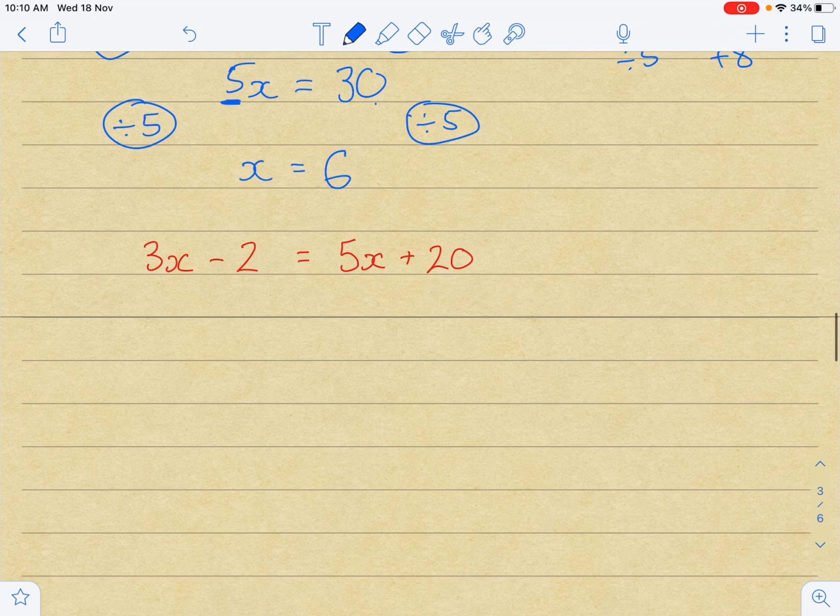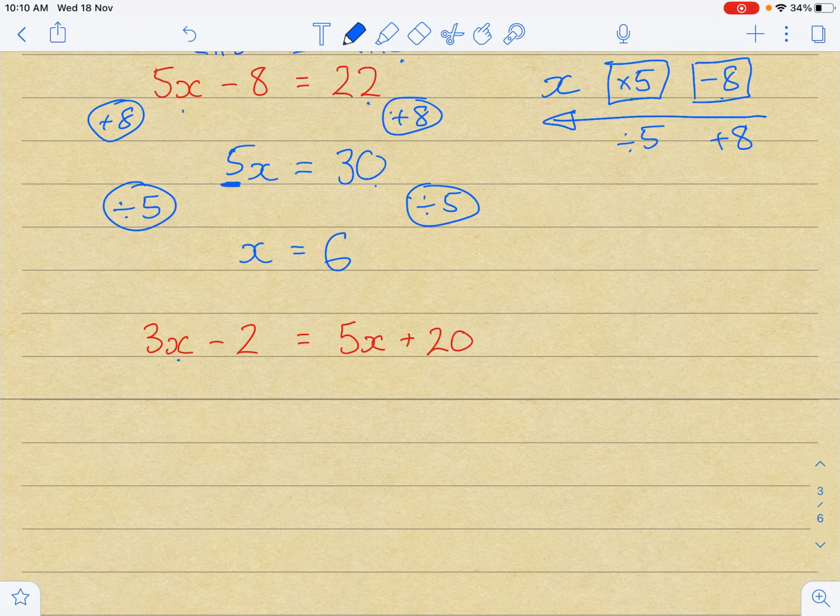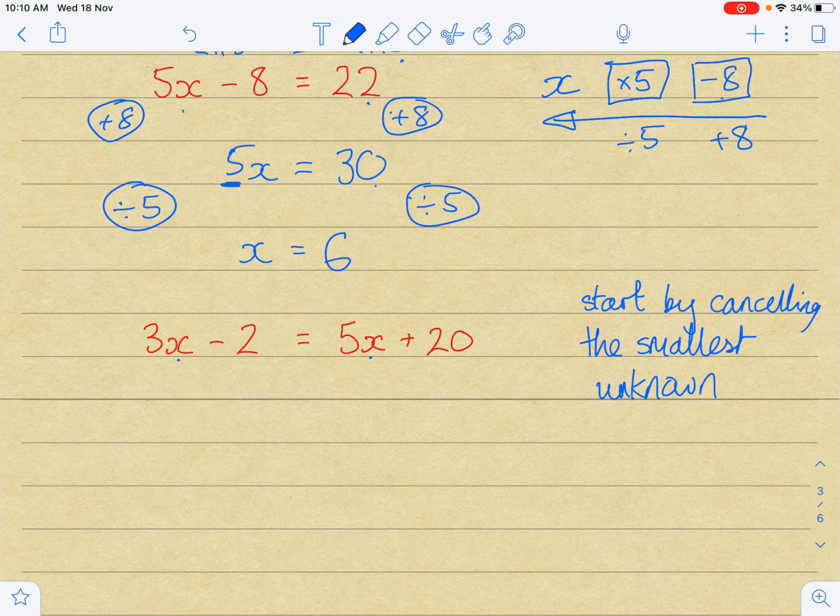On to one where we've got unknowns on both sides. So we've got x's, unknowns on both sides. My advice here, it's not essential, but I find it works easiest if you start by cancelling the smallest x. We'll call it the smallest unknown, because it doesn't have to be x. It could be a, b, whatever it is. But in this case, it's x. So 3x or 5x, which is smaller? 3x. So I'm going to start by taking away 3x from both sides.